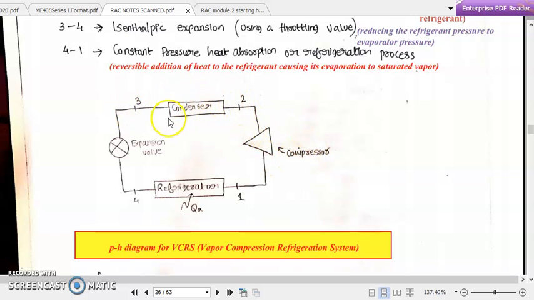Then 2-3 is our condenser process, or the heat exchanger process, where the refrigerant in its superheated vapor form will be undergoing de-superheating and condensation. At point 3, the refrigerant will be in saturated liquid condition. This saturated liquid refrigerant at point 3 is going to enter the expansion valve or the throttling valve. During this process, the pressure of the liquid refrigerant will be slowly getting reduced, and finally the low pressure liquid refrigerant is going to enter the refrigerator again, undergoing evaporation, and again the cycle continues with the compressor.